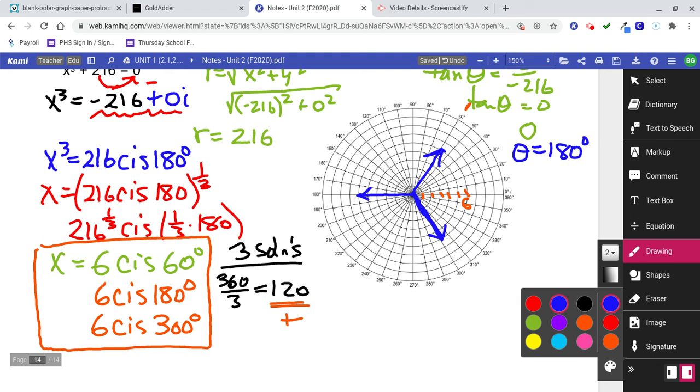So your result, you've got 3 vectors. Okay, it feels weird to call those solutions, but they are. Those are your 3 solutions. You've got 6 cis 60 degrees, and 6 cis 180, and 6 cis 300. Notice they're equally spaced. Those 3 vectors are equally spaced, evenly spaced in the plane, 120 degrees apart.